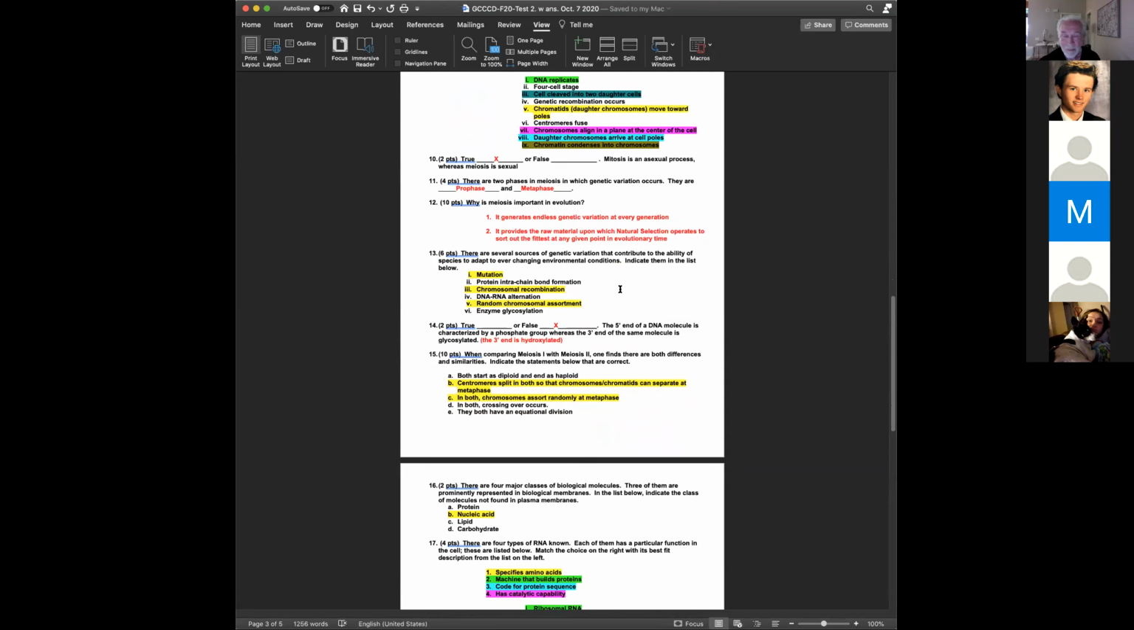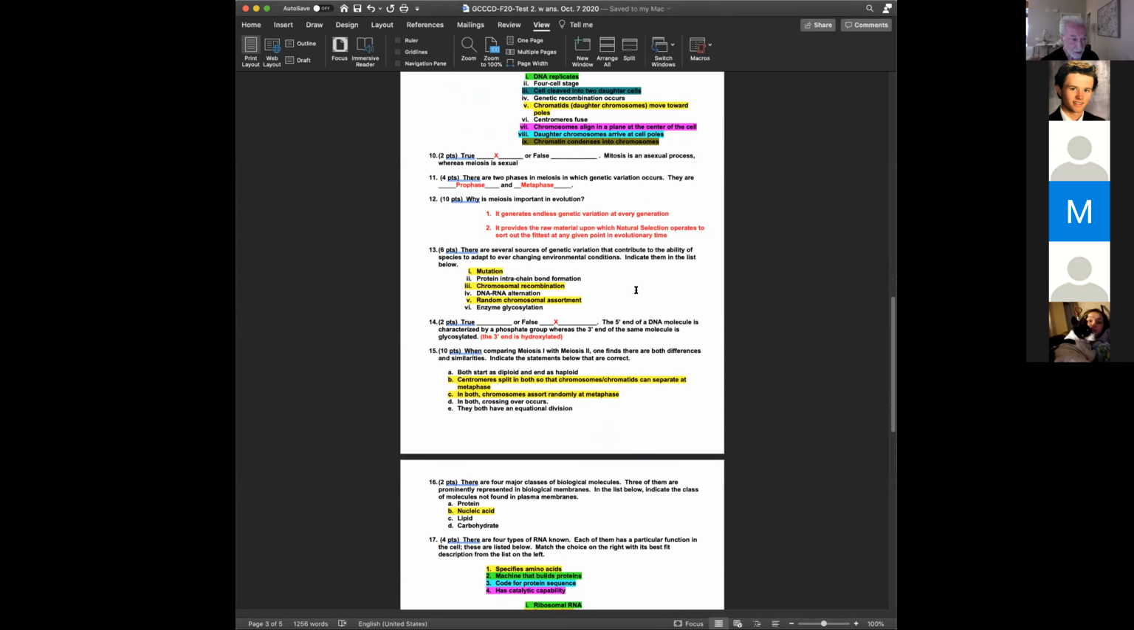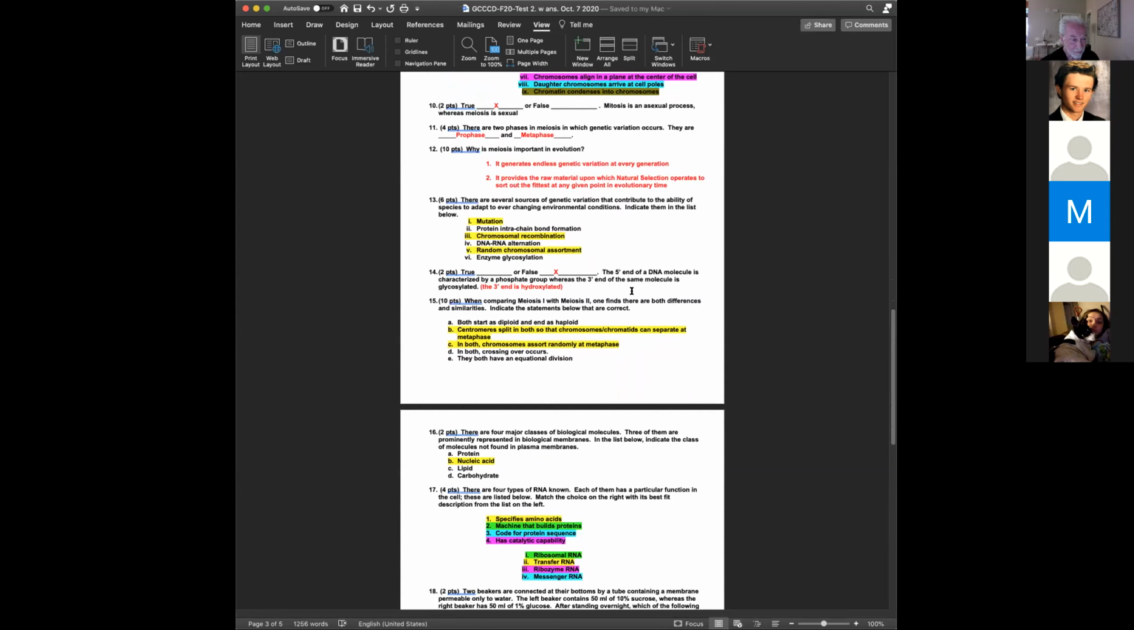There are several sources of genetic variation, and I wanted you to pick those out. They are mutation, chromosomal recombination, and random chromosome assortment. Most of you got that.